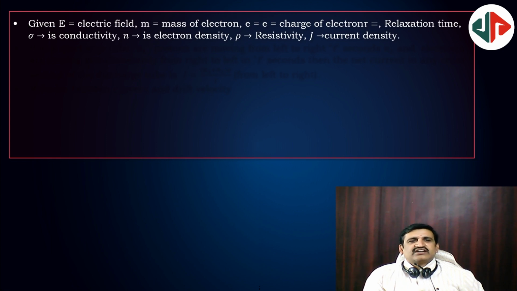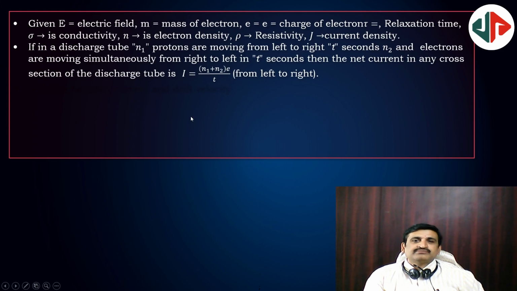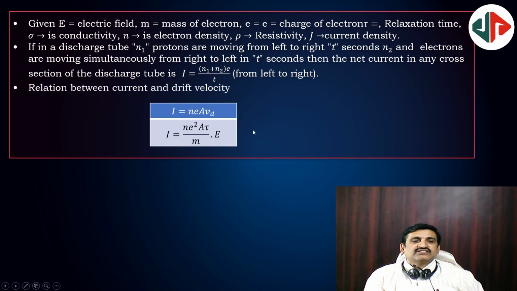Given electric field E, mass m, charge of electron e, and relaxation time tau, then current I is equal to (n1 plus n2) into e by t is one of the formulae, and I is equal to neAVd, where Vd stands for drift velocity, and current I is equal to ne square E A tau by m. These are the formulae for current passing through a conductor.